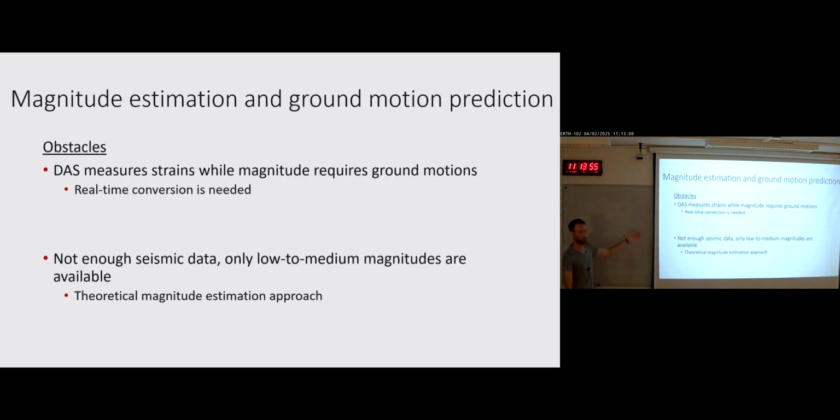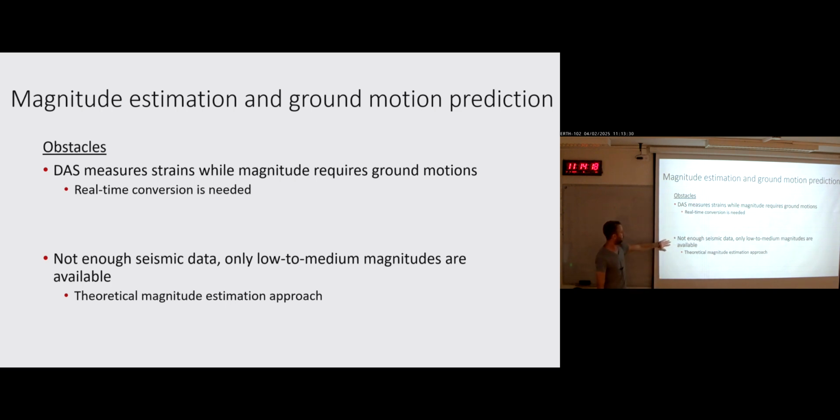We have 2 main obstacles in harnessing DAS for early warning. DAS measures strains, while magnitude requires ground motions. All the models that we have to estimate the magnitude rely on ground motions, on displacements, velocities, or accelerations, but what we actually measure is strain, how much the fiber stretches and compresses. So we need to convert strains to ground motions in real time, which is a challenge.